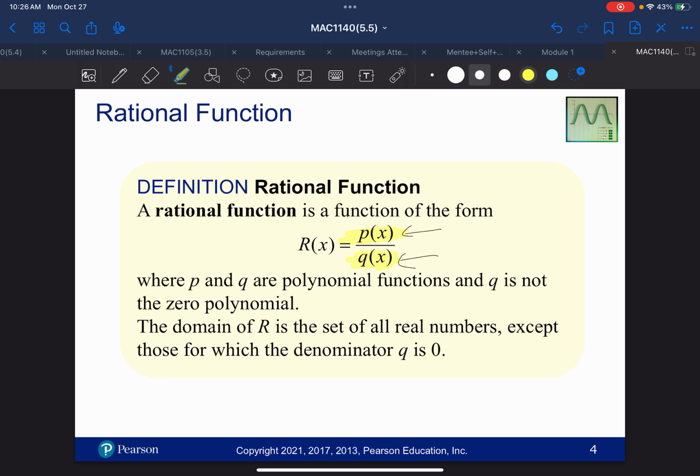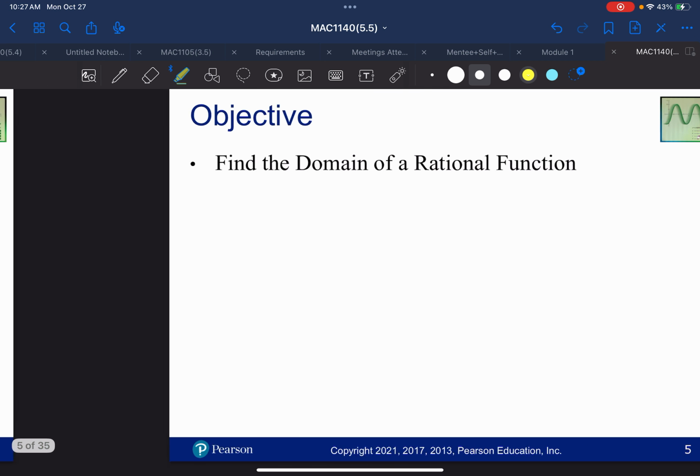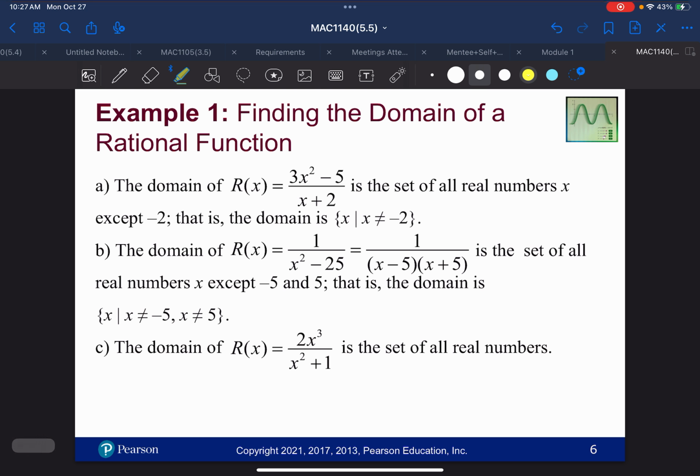And the domain of a rational function is the set of all real numbers except any values of x that makes the denominator equal to 0. So we should be familiar with this by now, how to find the domain of a rational function. But we're going to go over a couple of quick examples just to remind ourselves. So the first one is the function 3x squared minus 5 over x plus 2.